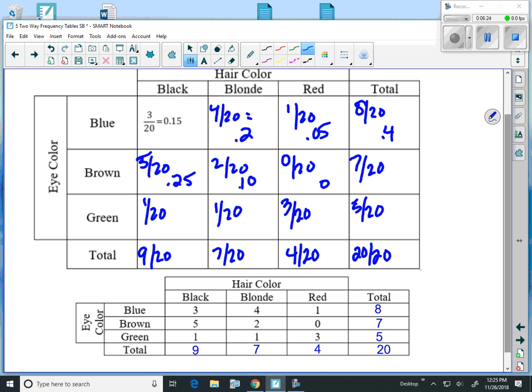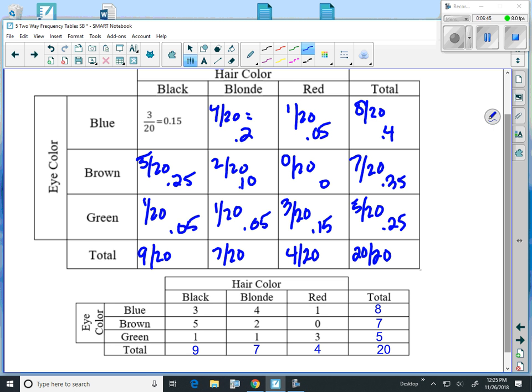7 out of 20? 0.35. 5 out of 20. Do we already have that? Yeah, 0.25. 3. We did not have. What's 3 out of 20? 0.15. Yeah. Okay. And then 1 out of 20. 0.5.